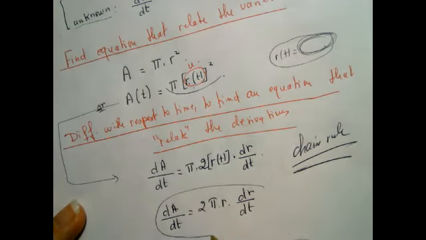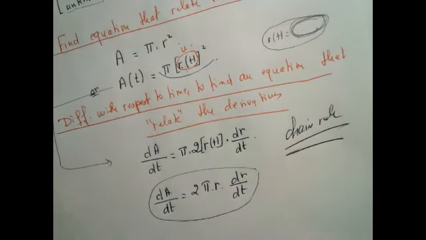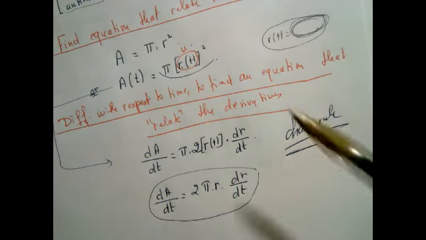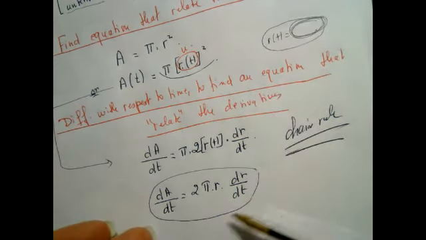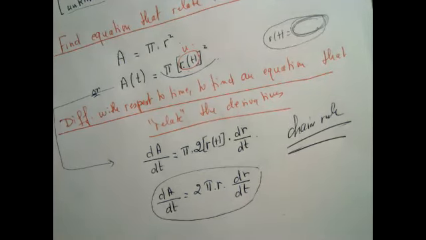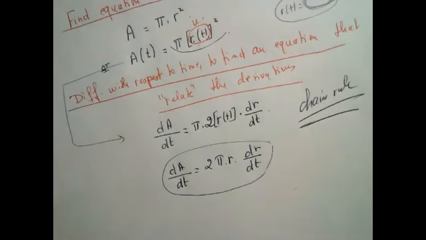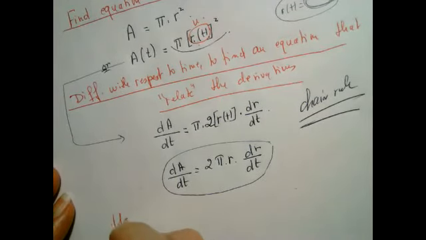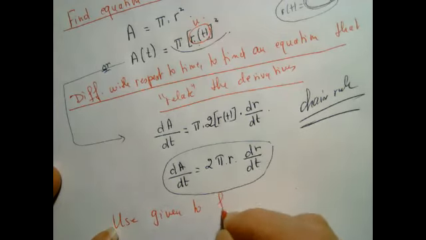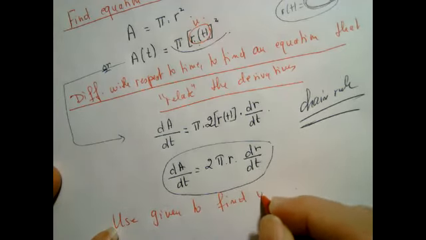So that's the relationship between the rates. That's the equation that, if I know the rate of one, I will be able to find the rate of the other. So we differentiate with respect to time to find an equation that relates the derivatives. Now, once we do that, I zoom in on what they want me to do. So that's the last step: use the given to find the unknown. That's the last step of the process.